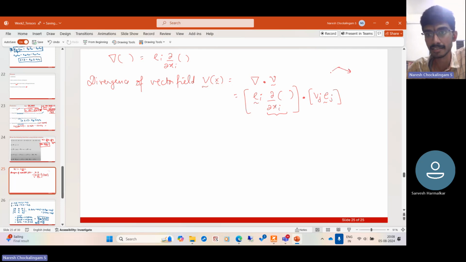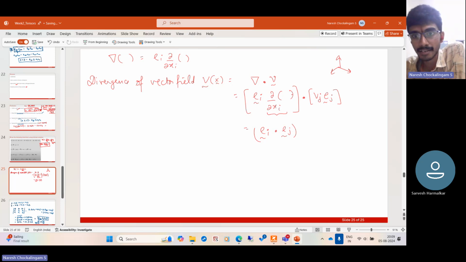In the Cartesian coordinate system, the basis vectors are independent of x, right? So you can write this as e_i dot e_j, and the operator acts only on V_j. If e_j were dependent on x, then the operator would also act on e_j. But here in Cartesian, the basis vectors are fixed. The coordinate system is fixed and only the components are varying. So this will only act on V_j. So we have dou by dou x_i V_j. What is this e_i dot e_j?